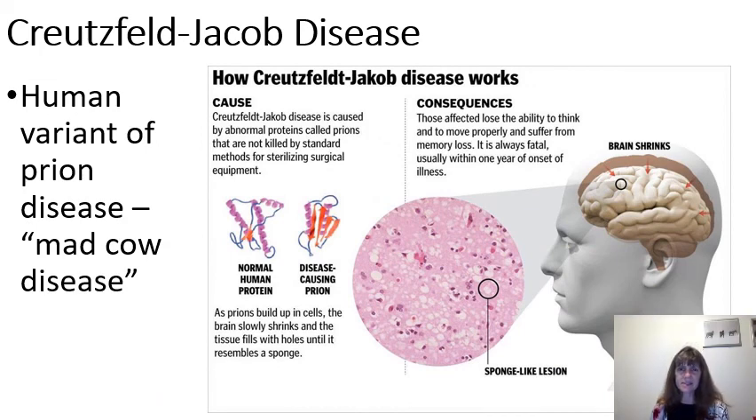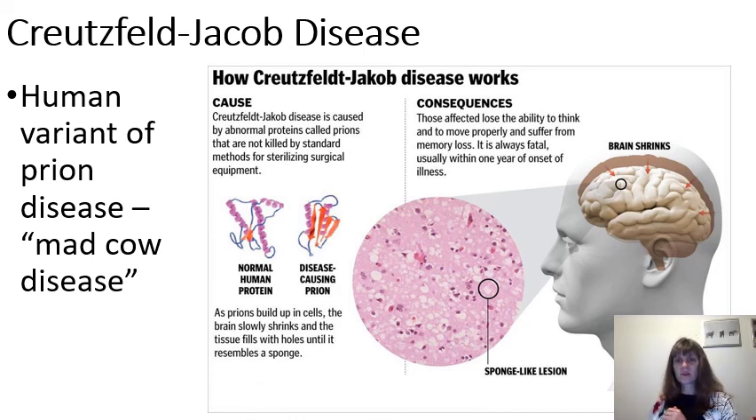Creutzfeldt-Jakob disease is a disease that's caused by abnormal proteins called prions that aren't killed by standard methods for sterilizing surgical equipment. When people got this disease, it was mistakenly thought that it was a variant of the prion or abnormal protein that caused mad cow disease, but that's really not the truth. It's just a very common misunderstanding. What happens is, as these abnormal proteins, these prions, start to build up in the cells, it starts to shrink the brain, and the nervous tissue fills with holes to the point that it looks like a sponge.